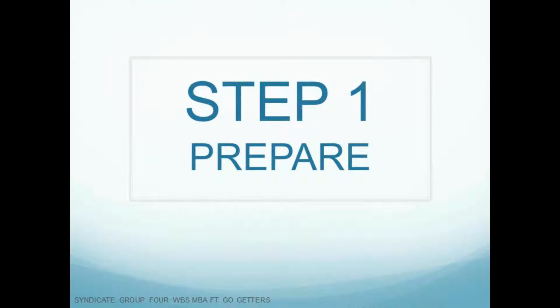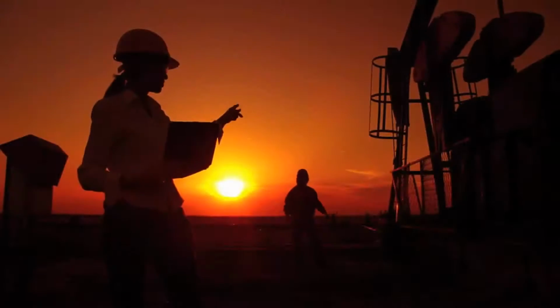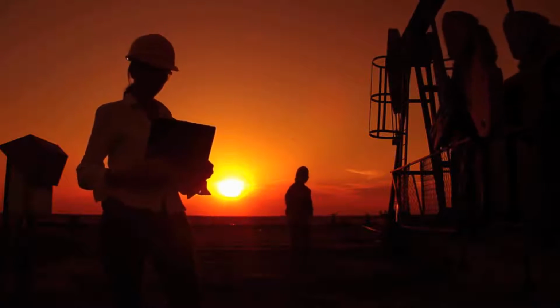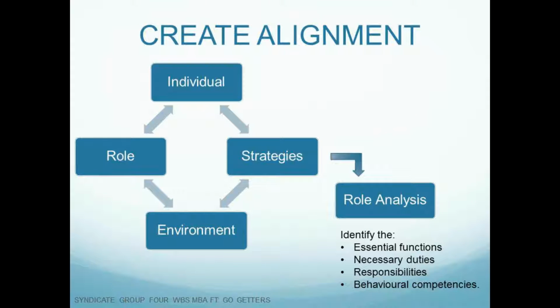Step 1. Prepare. In the words of Benjamin Franklin, failing to prepare means preparing to fail. During this phase, line management and HR should ensure that the role that they are recruiting for is aligned with the organization's current strategies and in turn be in sync with the external and internal environments. The aim is to identify the human resource required that will meet the organization's goals, implement and execute the strategies through role analysis. This involves interviewing the relevant persons to collect role-specific information that match functions, duties, responsibilities, and behavioral competencies required by the role.